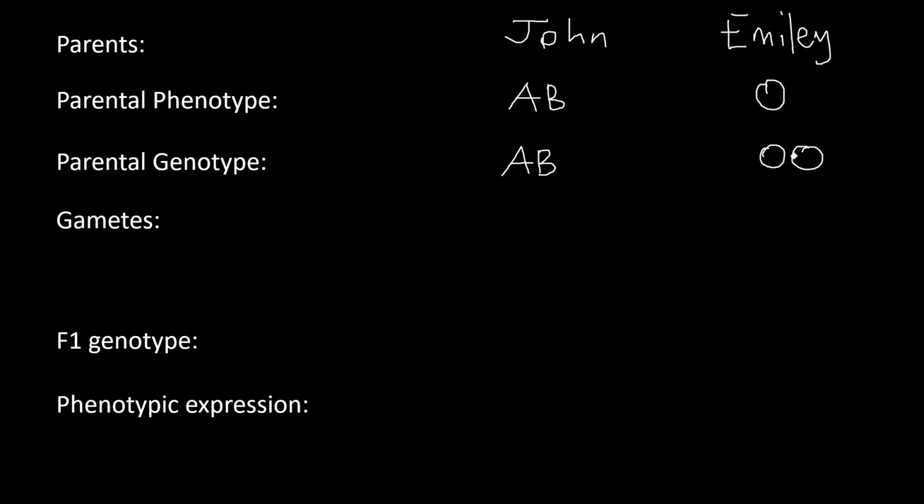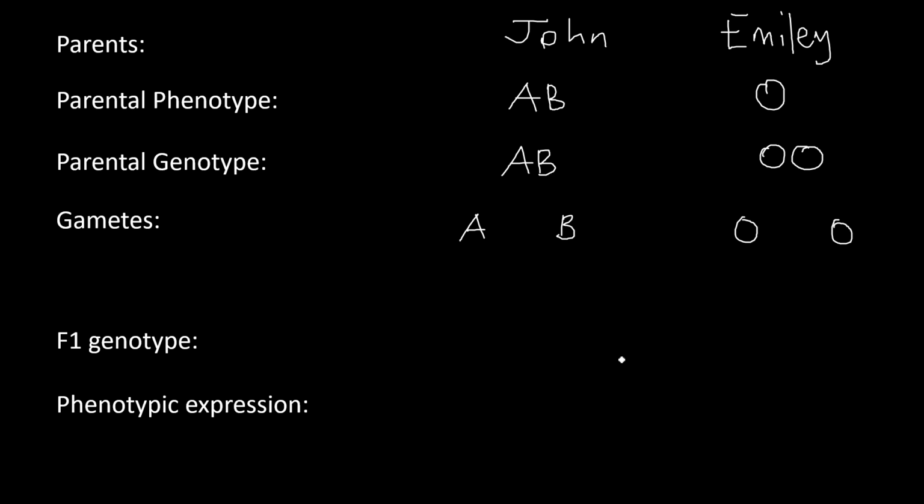Remember, for every trait or character, we need a combination of two alleles to form it. So for the blood group of Emily also, instead of just writing O, represent it using OO. Now, during gamete formation or sexual reproduction, gametes have to be formed. And these are the possibilities in terms of blood group. John is going to give out A or he is going to give out B because these are the options he has. Meanwhile, Emily can only give out O.